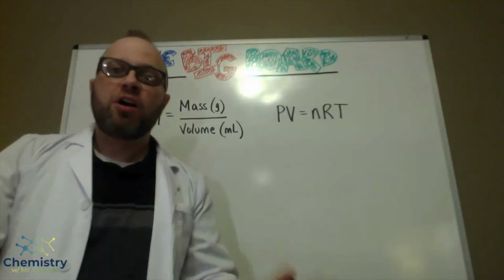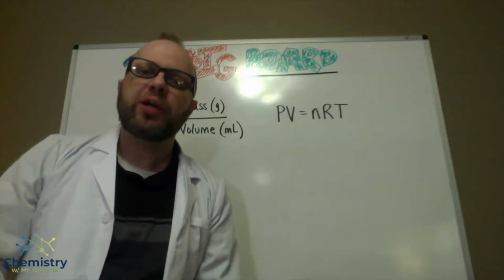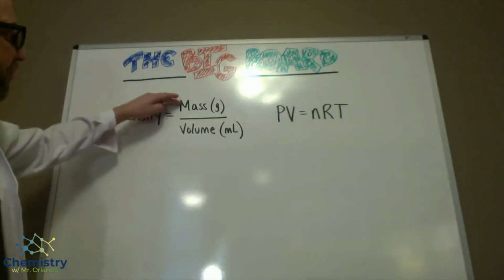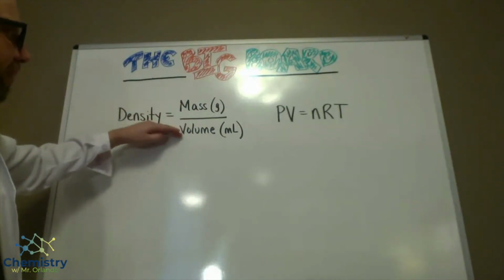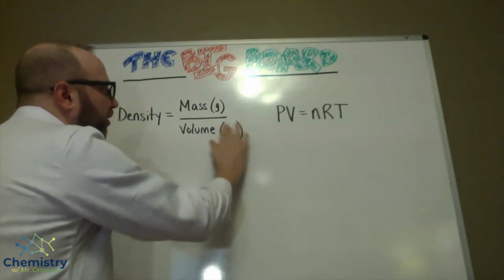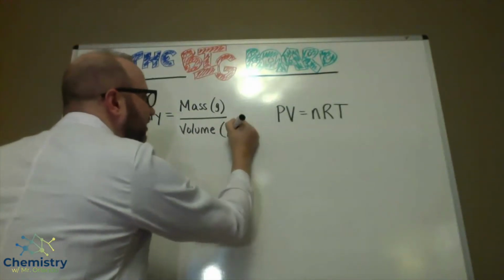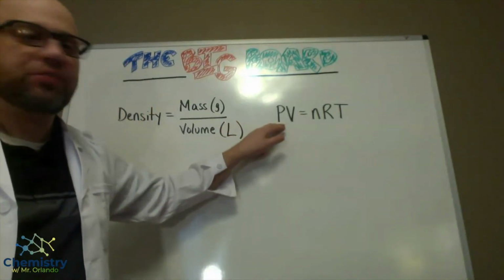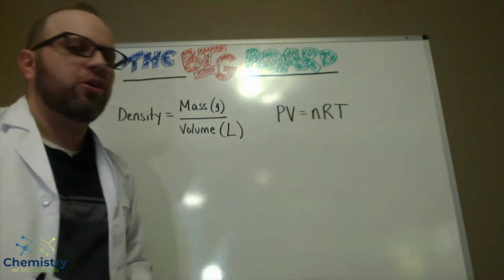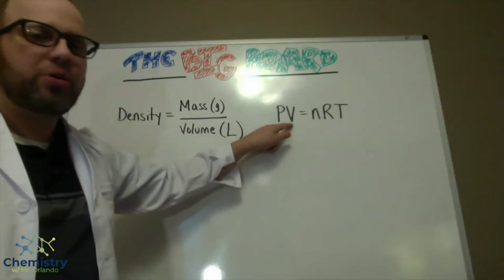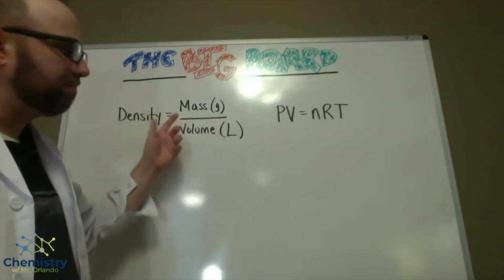Thanks, Kevin. All right, so let's take a look at the two equations that we have to start off with. First, we have density. Density, remember, is equal to mass divided by volume. And now, instead of having volume in milliliters, we're going to have volume in liters. And our other equation, the ideal gas equation, PV equals nRT. So as I mentioned, volume appears in both equations, but mass doesn't.